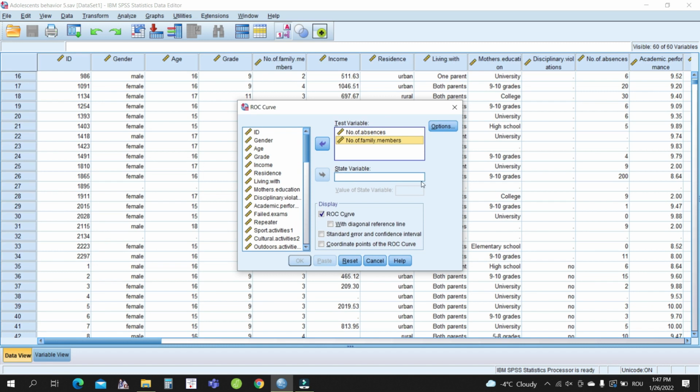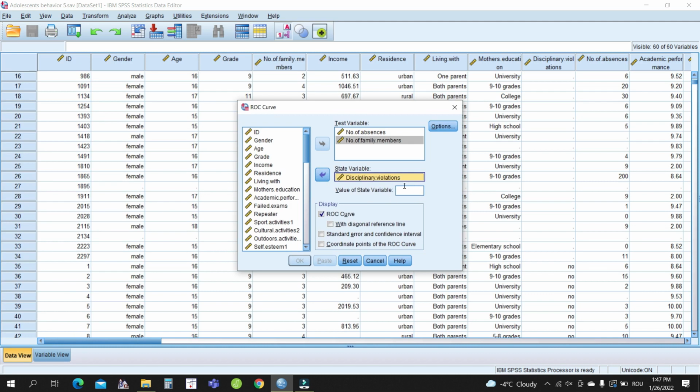The next area is called State Variable. Here we have to introduce the valid diagnosis, which in our case is the presence or absence of disciplinary violations. So I will introduce here disciplinary violations.